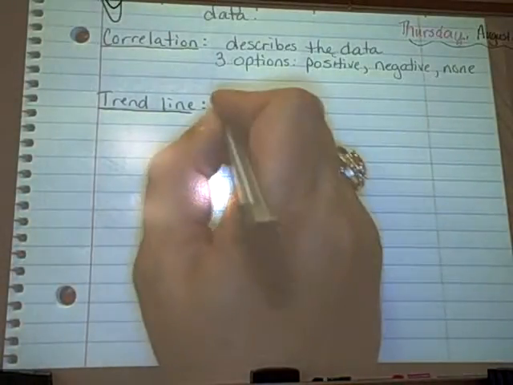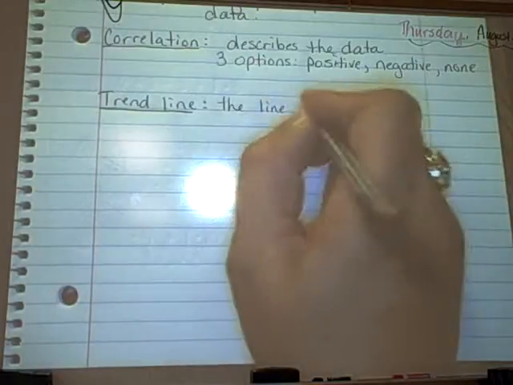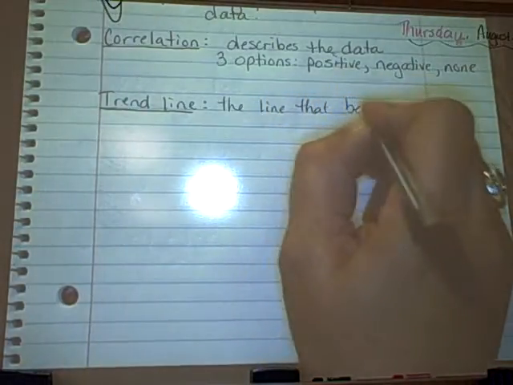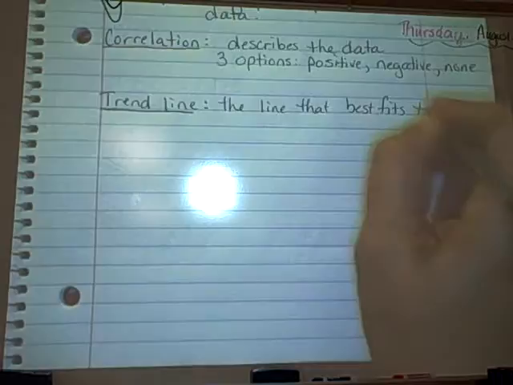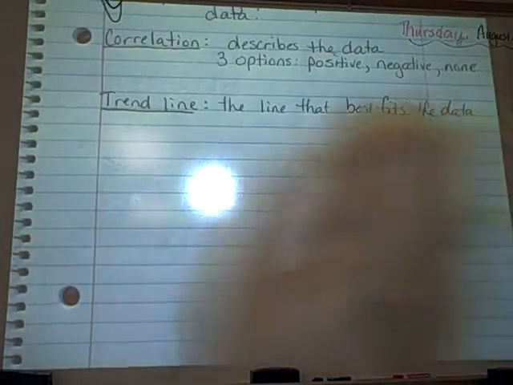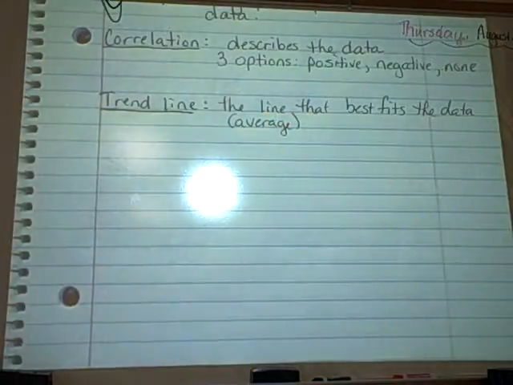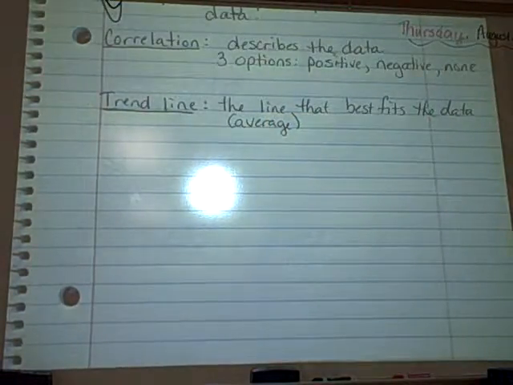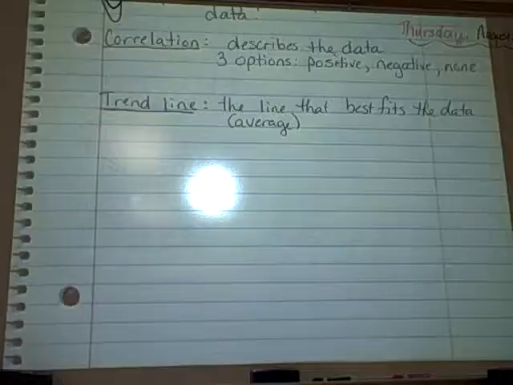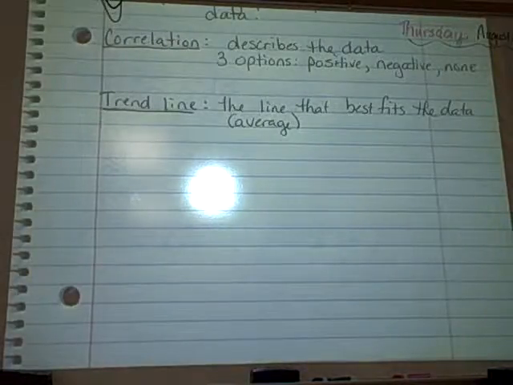Trend line is the line that best fits the data. This is the average, so put the word average in parentheses. It's like the average of all the points. You have all these points all jumbled together and kind of draw a line between them all. So that's the trend line. You'll hear me say line of best fit a lot, because that's how we used to call it, so it's the same thing.